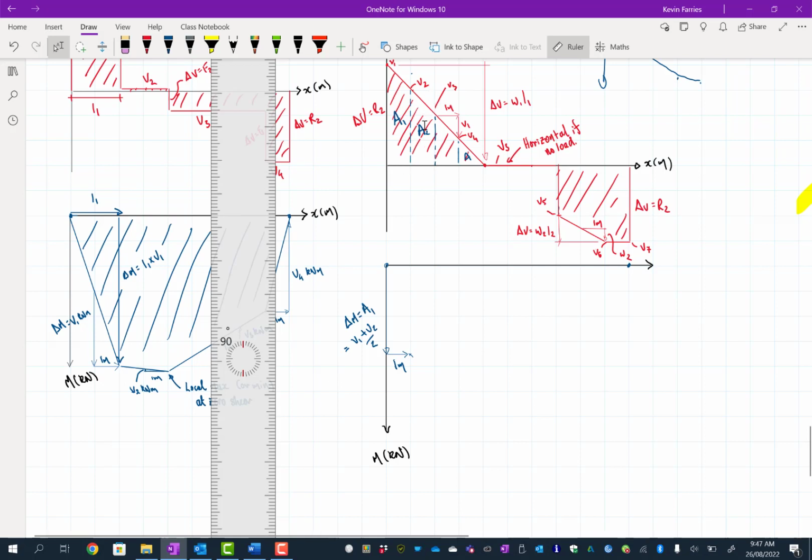We can just count squares here because we're doing it all to scale. So it's 2.5. So that's a half, 1, 2. So it's going to be here, the next point. And then we'll just keep going stepwise. Next one's 1.5. If it was numbers, you'd just be doing V3 plus V4 divided by 2 times 1.